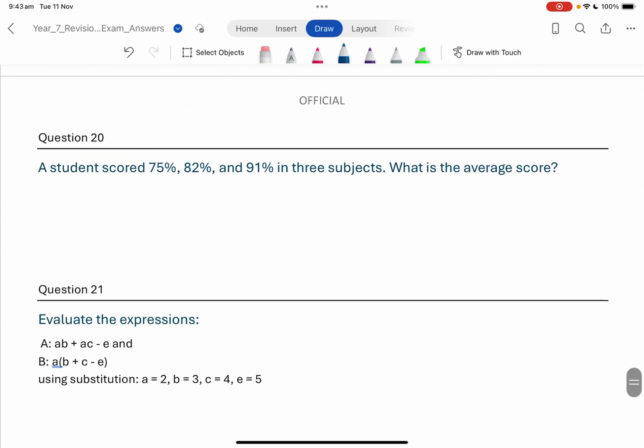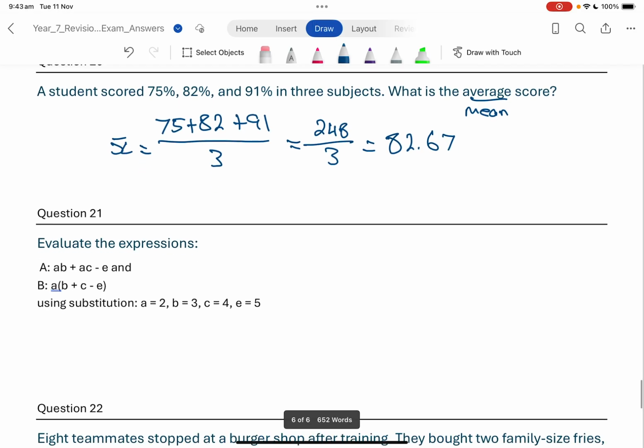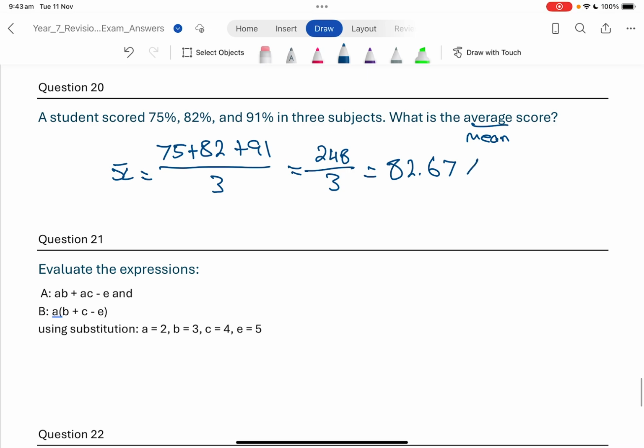Students scored 75%, 82%, and 91% in 3 subjects. What is the average score? 75 plus 82 plus 91. If they just say average, I'm going to assume they mean the mean score. So we're going to have 75 plus 82 plus 91, which will be 248. Make sure I'm showing my working out. Divide that by 3, gives me 82.67. And these are percentages, so 82.67%.